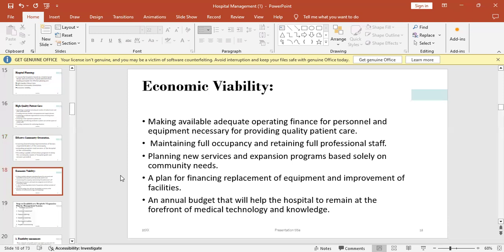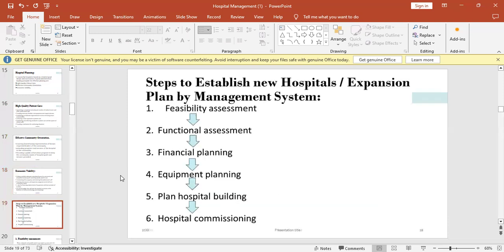Now, the economic viability. Making available adequate operating finance for personnel and equipment necessary for providing quality patient care, maintaining full occupancy and retaining full professional staff, planning new services and expansion programs based solely on community needs, a plan for financing replacement of equipment and improvement of facilities, and an annual budget that will help the hospital to remain at the forefront of medical technology and knowledge.